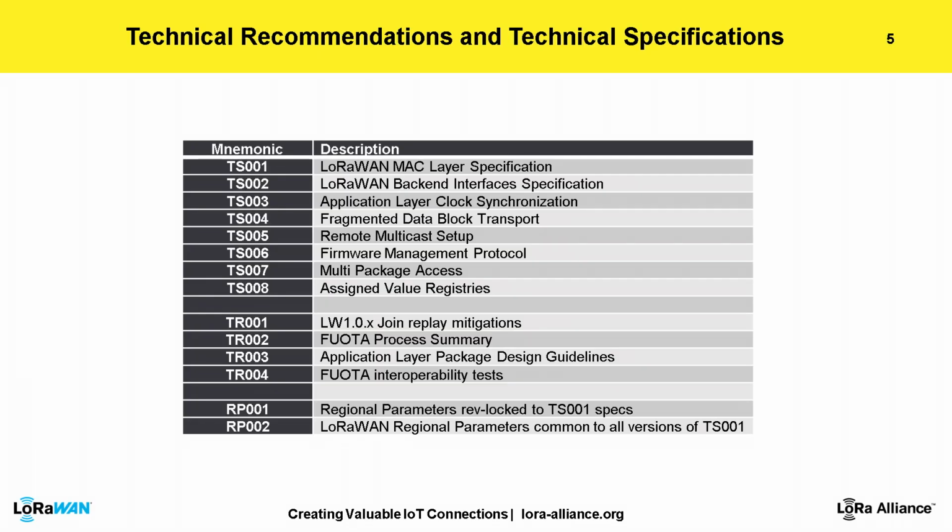And TRs are more auxiliary documents. These are our way of guiding the industry to use our standard specs in the most proper way. For example, the FUOTA process summary, right? It's a technical recommendation, and basically it describes how you pull together the fragmentation protocol, the multicast protocol, and the application layer sync, and then run these protocols in a particular sequence to achieve firmware update over the air. It's a TR, meaning that this is one way of doing it. You can mix and match these protocols with other things on your own in other ways. We're not really telling you how exactly you should do it, but this is one good way of doing it.